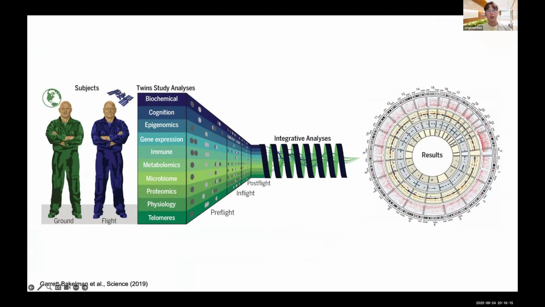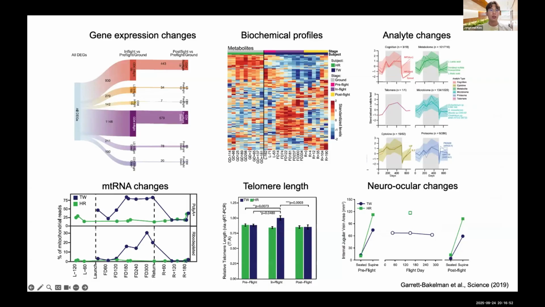So we analyzed the biochemistry, cognition, epigenomics, gene expression, immune changes, metabolomics, microbiome, proteome, physiology, and telomere. I'll not go into the detail, but the idea is to provide the molecular explanation, or molecular mechanism, to understand the well-known physiological changes after spaceflight, such as immune dysfunction, some metabolic changes, some mitochondrial dysfunction, or cognitive changes.